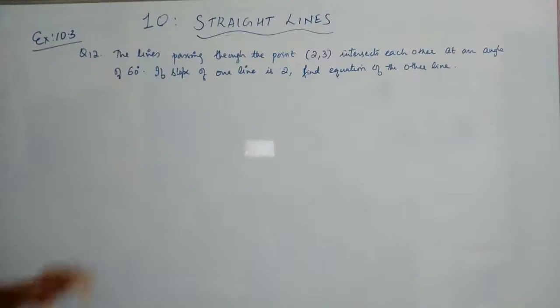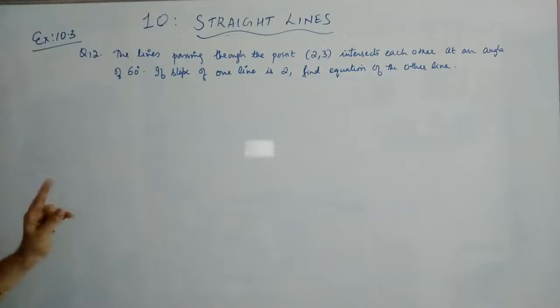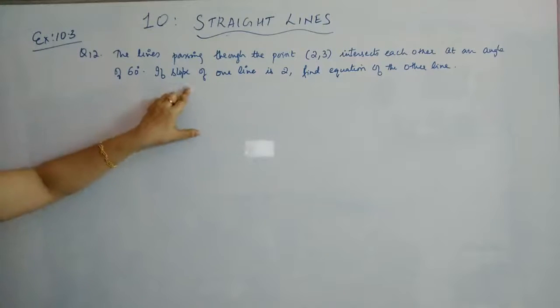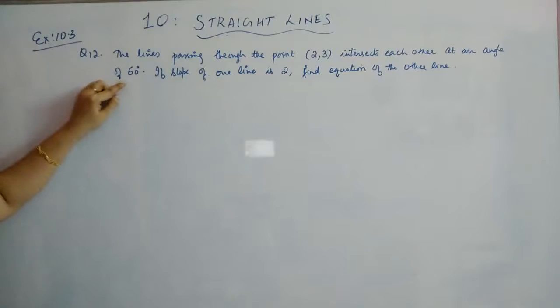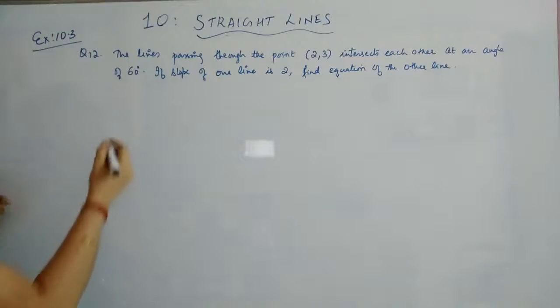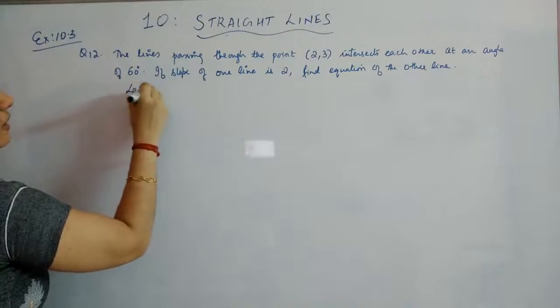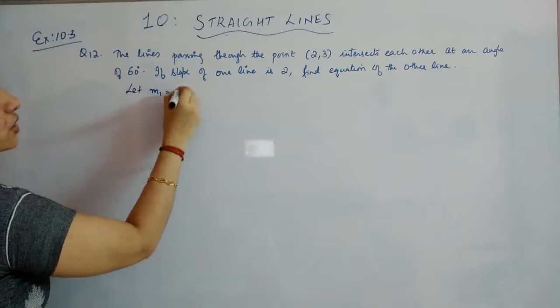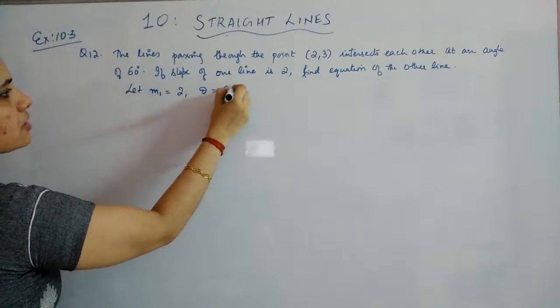Okay. Question number 12 is, the lines passing through the point 2, 3 intersect each other at an angle of 60 degree. If slope of one line is 2, find the equation of the other line. So in order to get the equation of the other line, we need the slope of that second line, right? Because the slope of the first line is given and the angle between the two lines is given, we can find out the slope of the second one first. So let m1, the slope of first line, be 2 and theta is equal to 60 degree.